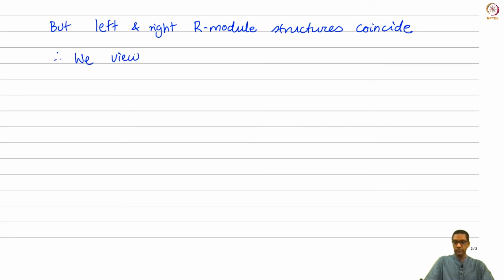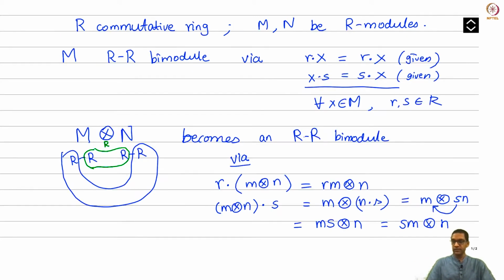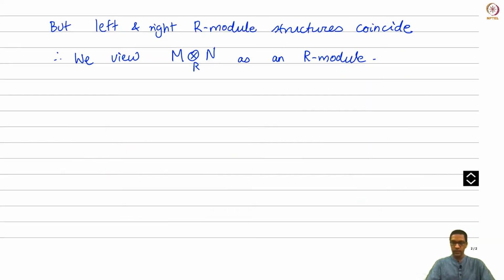So we view M tensor N as, it's enough to say it's an R module. You can think of either of the two formulas as giving you the scalar multiplication. Think of it either as rm tensor n or as m tensor rn, if you wish. Okay, now what more can we say?